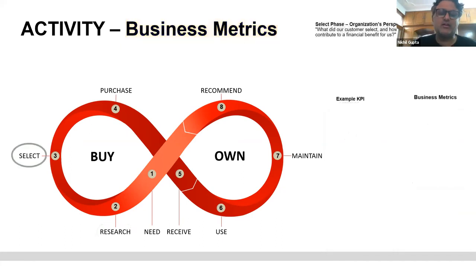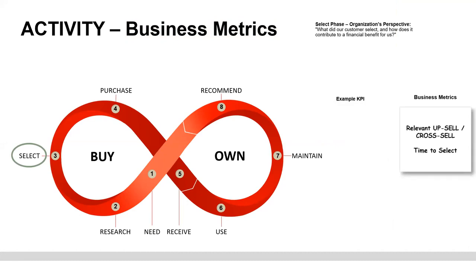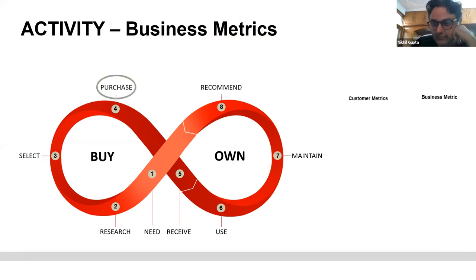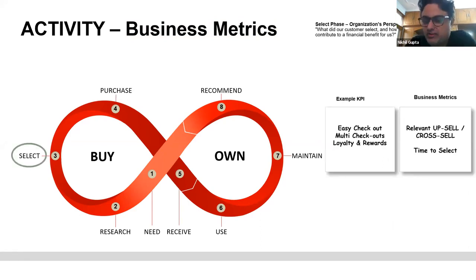Okay, what will it be at the select stage? Let's go, tell me. What does the customer need at the select stage? They are not purchasing yet, they selected. Business metric, example metric. Example would be price. Business would be how many people are adding to cart. How much time to select, upsell, cross sell, because they have already added. And business wise, whether it is easy to check out, can they do multi checkout, loyalty and rewards.